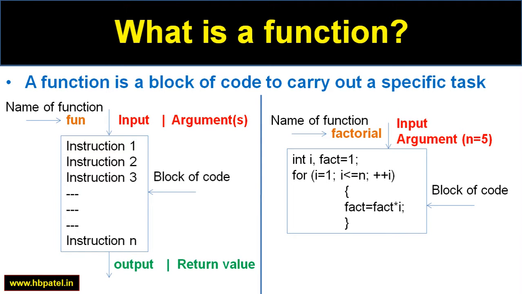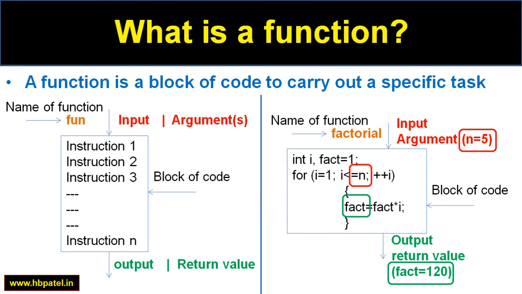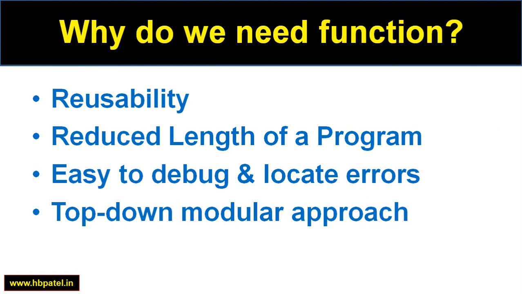What is input to this code? N. We need to provide n to this code, and the output would be the fact, the answer 120. So if I provide n equal to 5, this block, this function would give me a result fact equal to 120. Now why do we need functions?